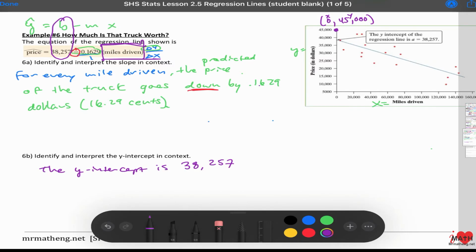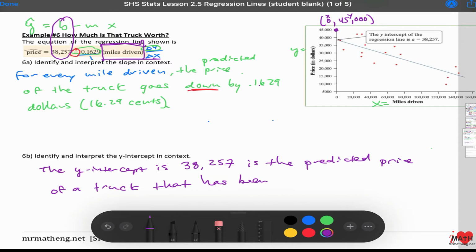So y-intercept 38,257 is not the price, it is the predicted. Remember, that's kind of like the big idea. It's like the predicted price of a truck that has been driven how many miles? That has been driven 0 miles. Okay. All right, let's go on to the next page.